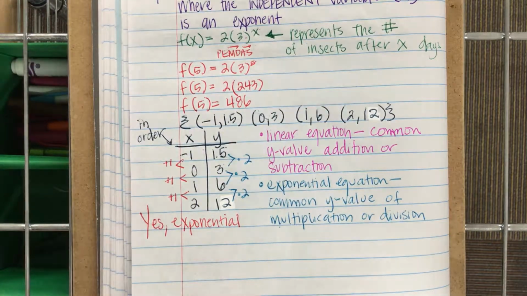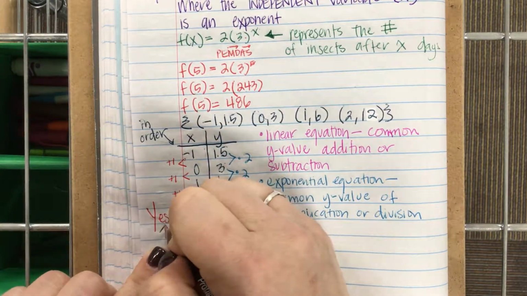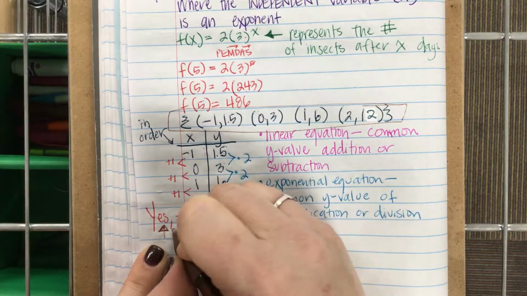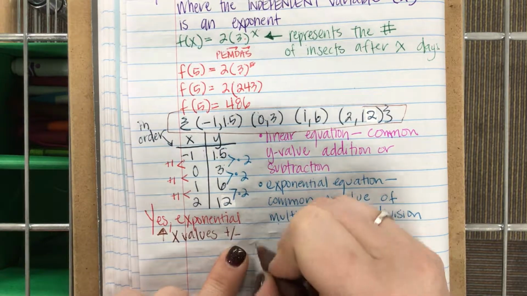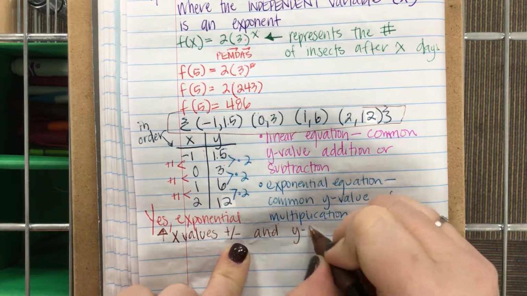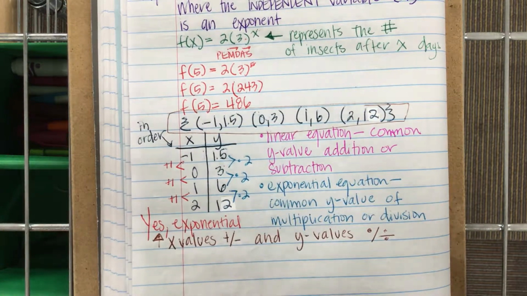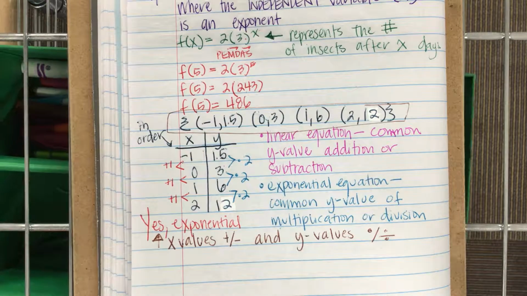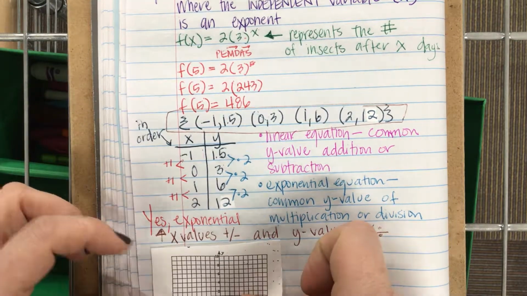So again, just to recap, yes, it's exponential. Why is this set of values exponential? The x values are addition or subtraction, and the y values are multiplication or division. So then we're going to talk about graphing. Is it an exponential when graphing? So you're going to get a graph, glue it down at the bottom.